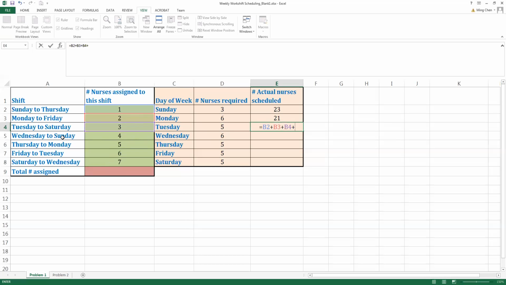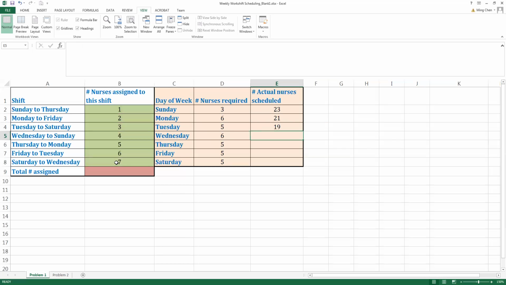What about Wednesday to Sunday? The one who's working on Wednesday to Sunday will not be working on Tuesday because Tuesday is off days. What about Thursday to Monday? The answer is no. What about Friday to Tuesday? Yes. The one who is working from Friday to Tuesday will be working on Tuesday, plus the one who's working from Saturday to Wednesday. So this is the total number of people who will be working on Tuesday.